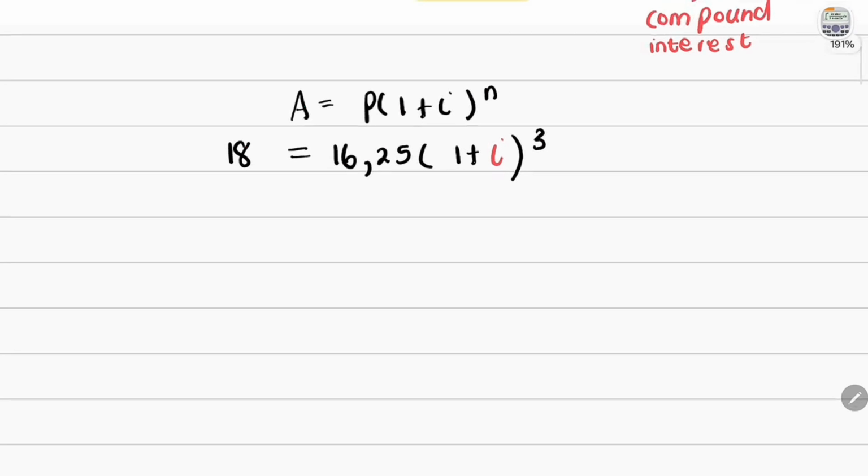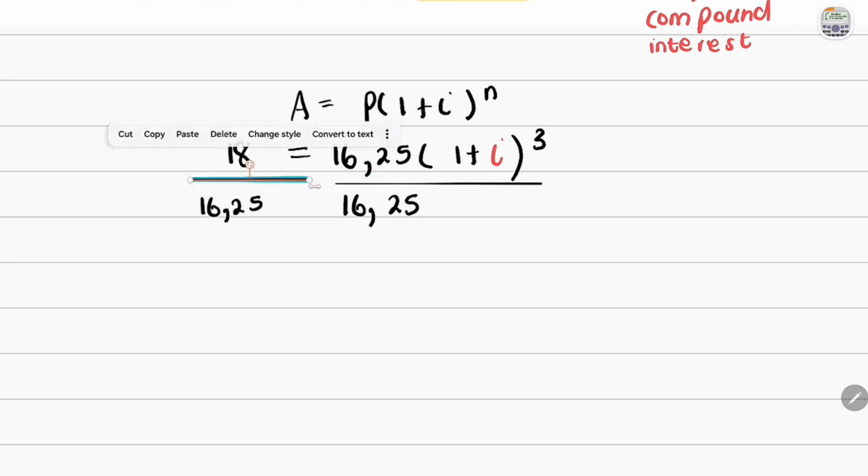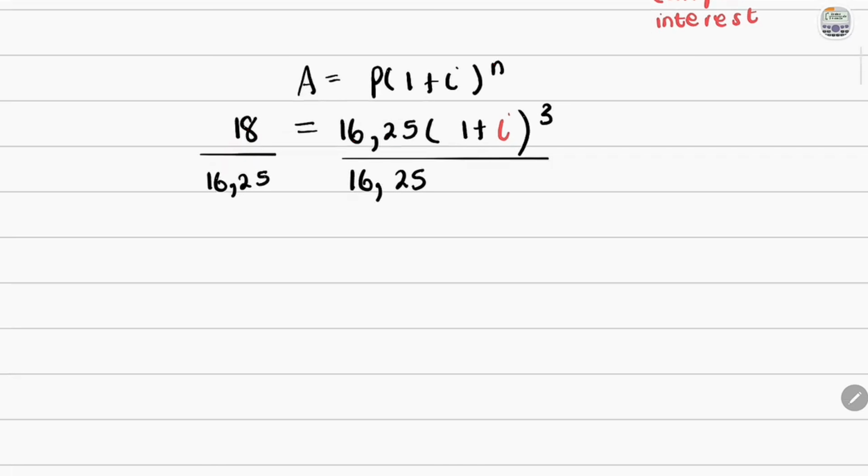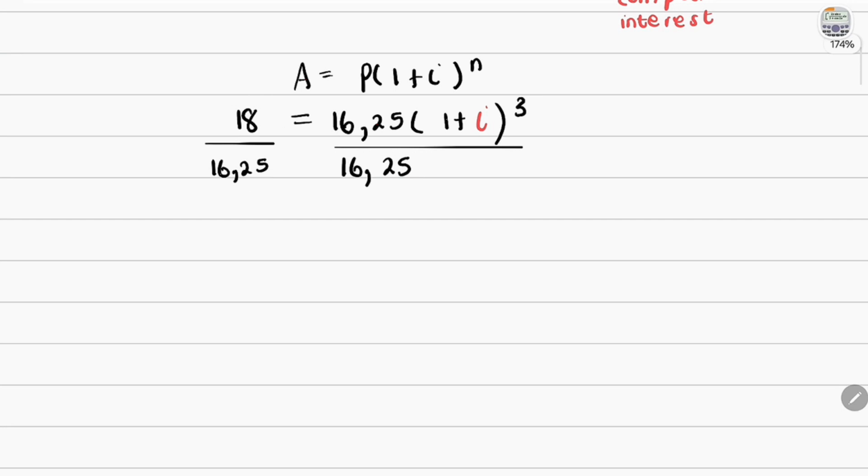Okay, so what is stopping us from getting to the i? It's not really this 3. Yes, this 3 is also a problem, but the first problem would be the 16.25. So we need to get rid of it. And because it's multiplying to this, we can get rid of it by dividing by 16.25. Okay, and we divide both hand sides because what you do on one side, you must do on the other side. I don't want to work with decimals. So we have 18 over 16.25 is equal to, these cancel, and you're left with 1 plus i raised to the power of 3.